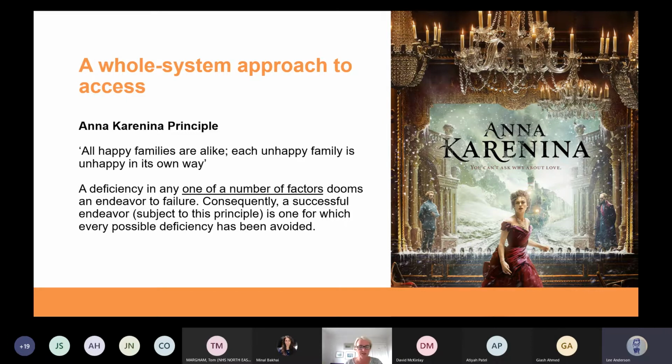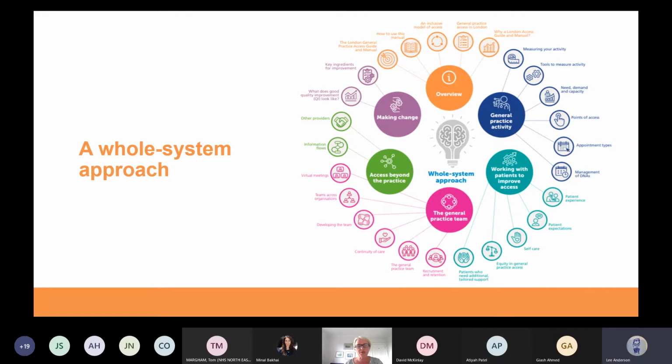So if we go on to the next slide, please. This is the basis of the whole slide, this idea that there are lots of different component parts that you need to have in place. You need this whole system approach to really deliver good access for your patients. We're all human, and our practices work in difficult circumstances, but I would guarantee that most of you on this call can say, actually, we're really good at this part of it, but this is an area of challenge for us.